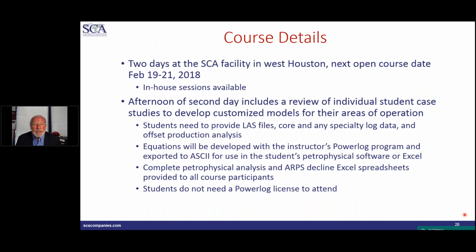The course detail, Susan mentioned a little bit about it earlier. Again, it's the 19th and 20th, 2018. It's a 2-day course, not 3-day.